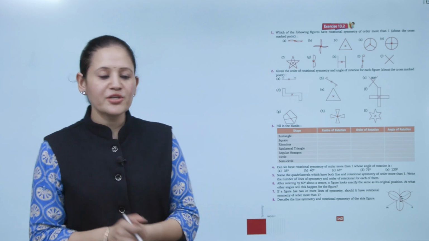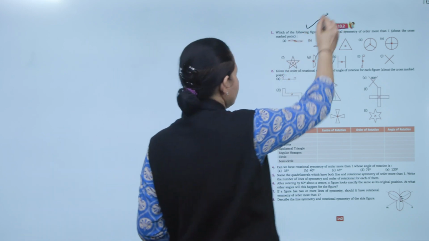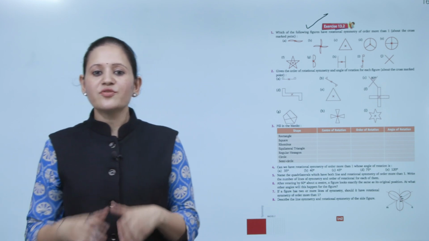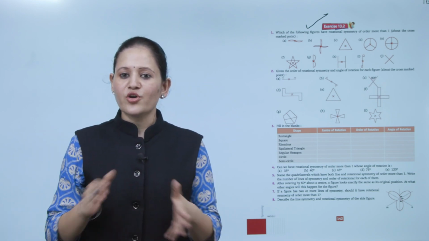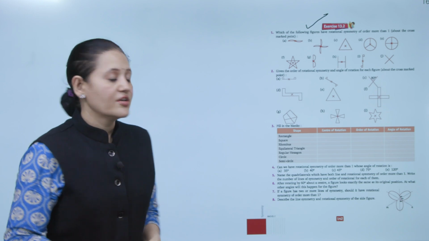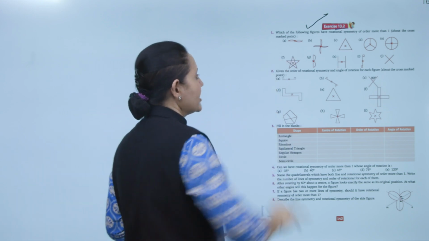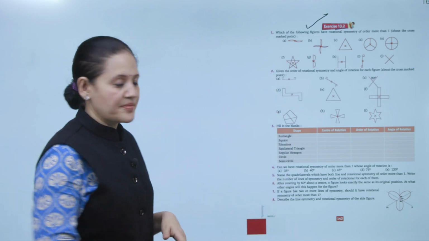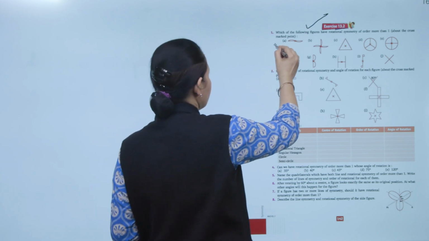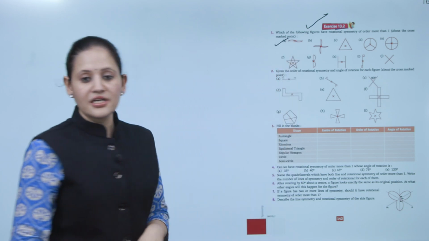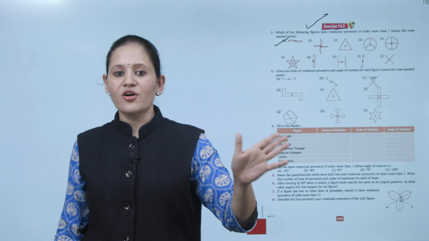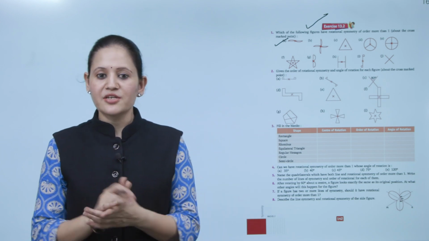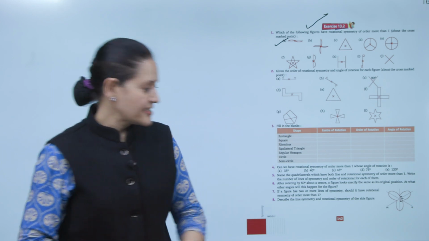Next is exercise 13.2. Which of the following figures have the rotational symmetry of order more than 1? So, first one, it has order of rotational symmetry 2. Clear? So, like this we will find the order of rotational symmetry for the given figure. Clear?